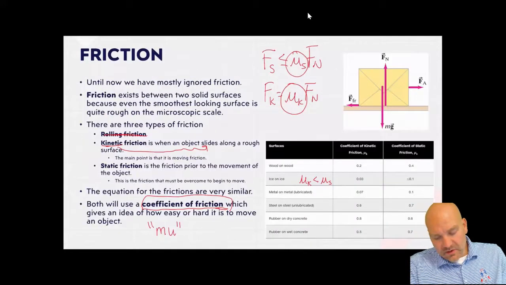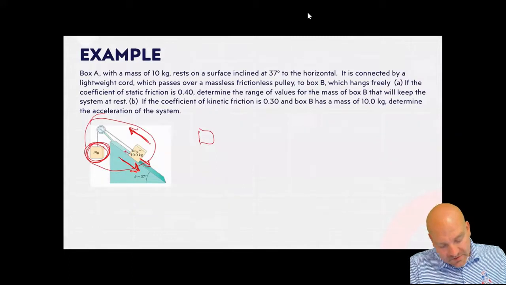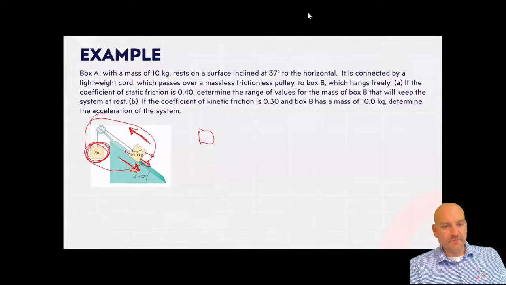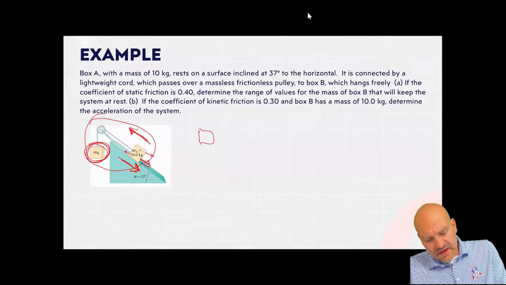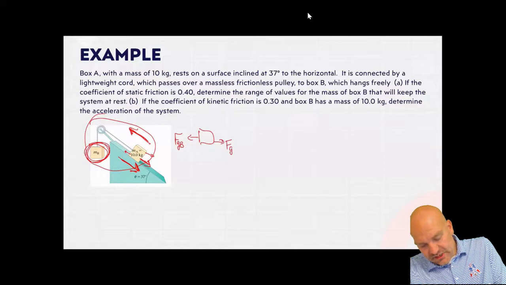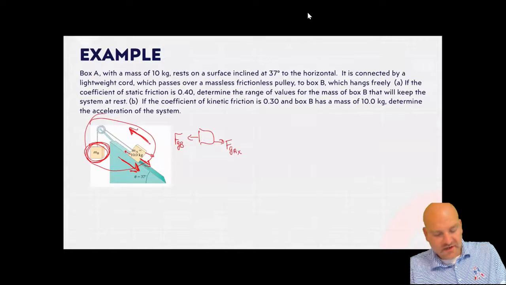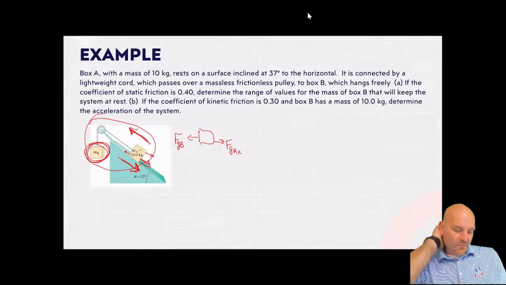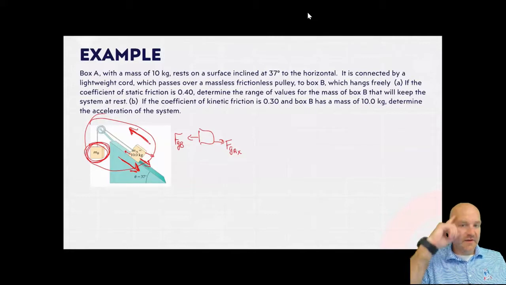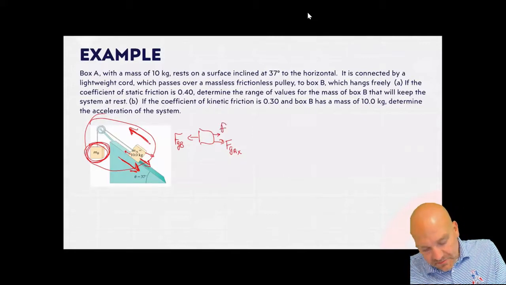So what does that mean? When we're going down the incline, our friction will go up, and if we're going up the incline, our friction will go down. So we're going to have to do that twice. What is pulling my system? I have F_G sub B, and then I have F_G of A in the x direction. Now, looking at one end, let's say B is going to go down, which makes A go up the incline. And then that would make my friction point this way.